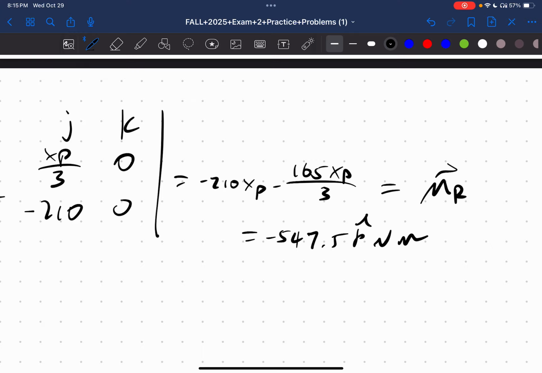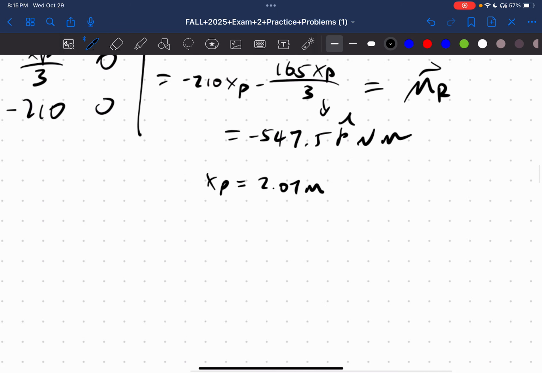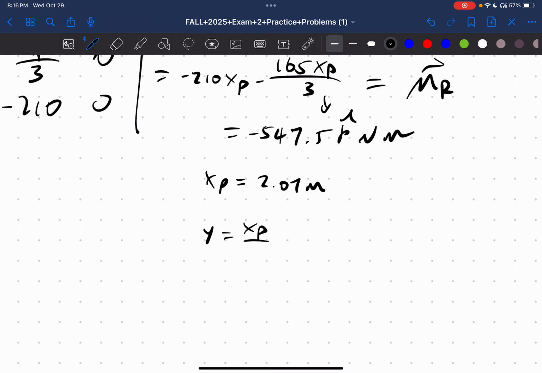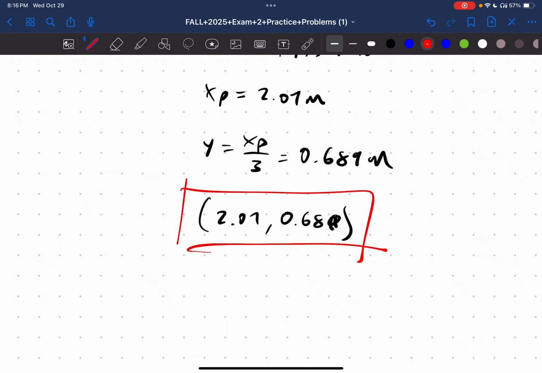7k Newton meters. And now we can just solve for xp. This is equal to this. Solve for xp. xp is going to be equal to 2.07 meters. Now that we have that, we know that y is equal to xp divided by 3, which is going to be equal to 0.689 meters. So our coordinate is going to be 2.07, 0.689 meters.